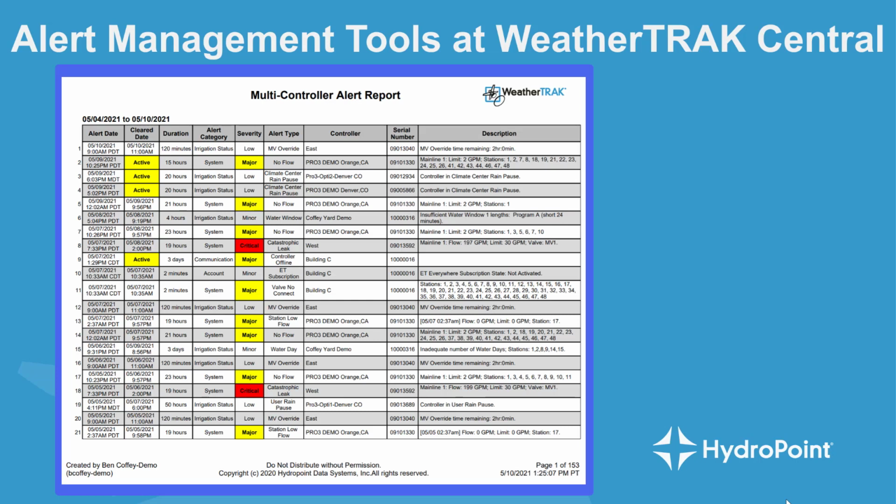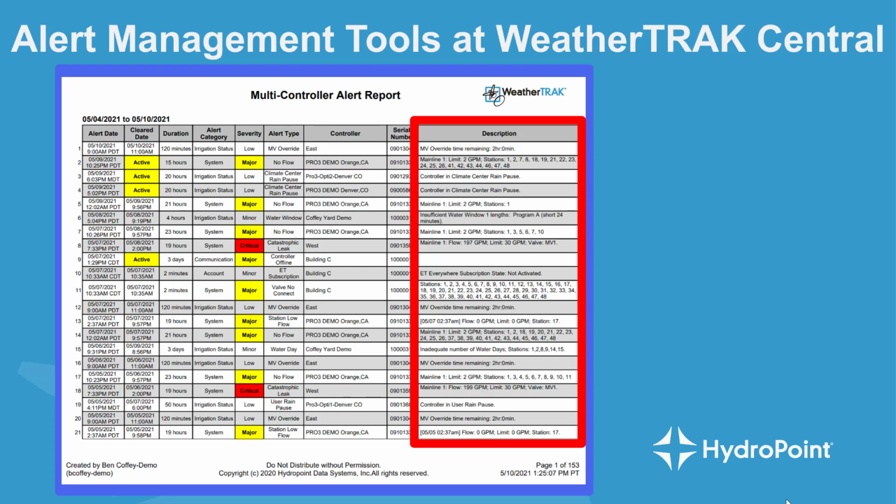And when you have the multi-controller alert report in your hand, you can see very specific and very helpful information about your alert conditions, including time and date that the alerts were raised and resolved, how long those alerts lasted, including alert severity and specific alert type, and then the controller name and serial number, and again, alert descriptions that tell us anything the controller knows about this specific alert.